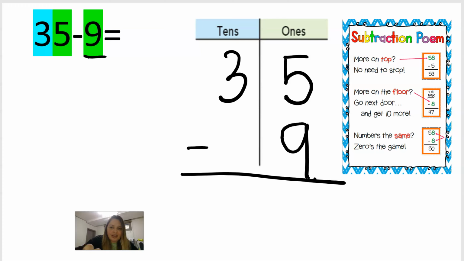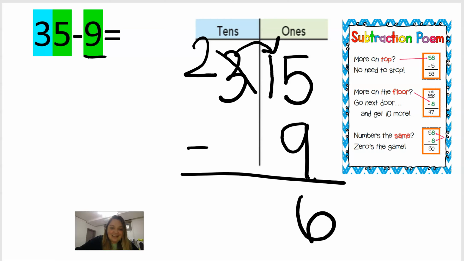So the 5's gonna go, hey tens, is it okay if I borrow one of your tens? And the tens is really nice, so it's gonna say, yes, sure, take one of my tens. And this 3 is no longer a 3 because it gave away a whole 10. So now this 3 is a 2. And this 5 is now a 15 because 5 plus 10 is equal to 15. So 15 minus 9 is, how much is 15 minus 9? It is 6. And 2 minus nothing is equal to 2.